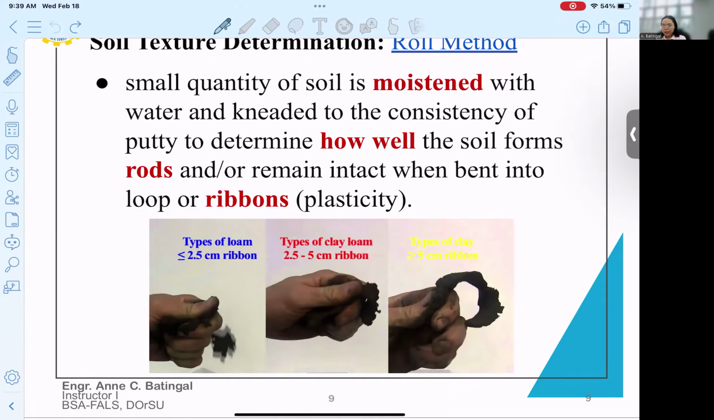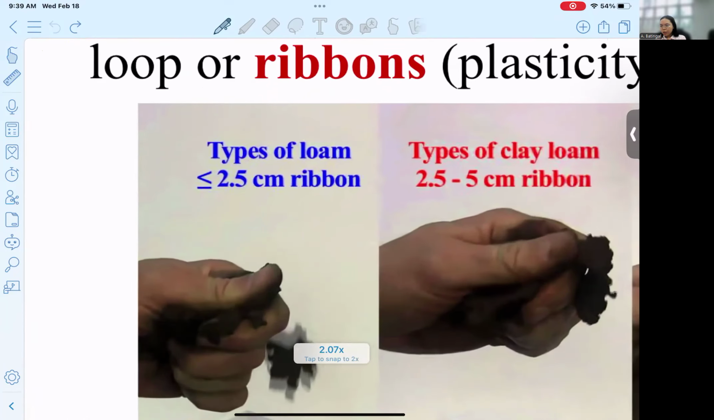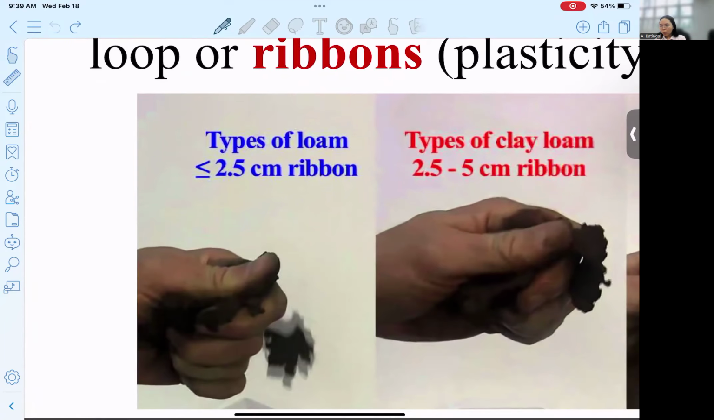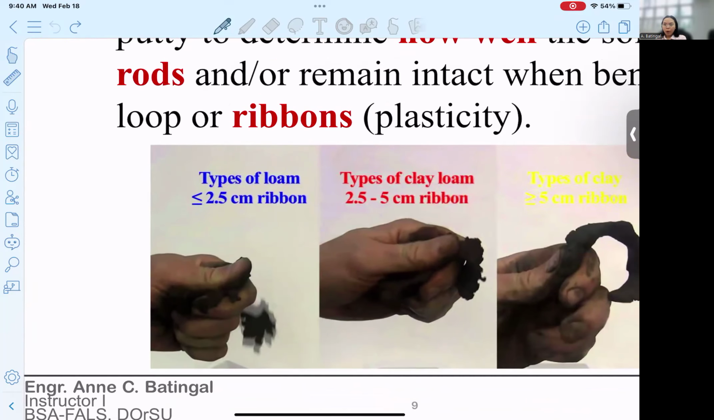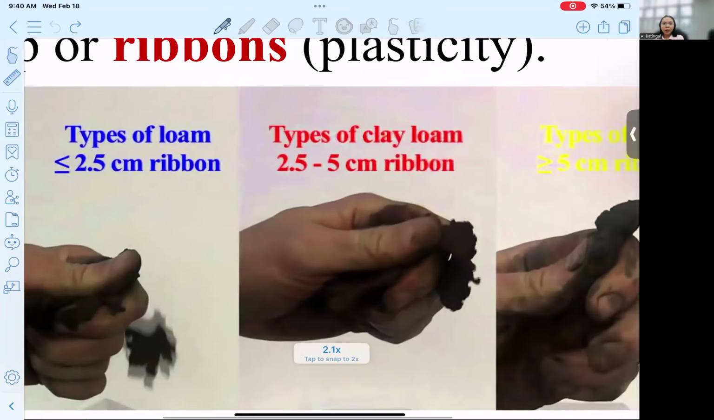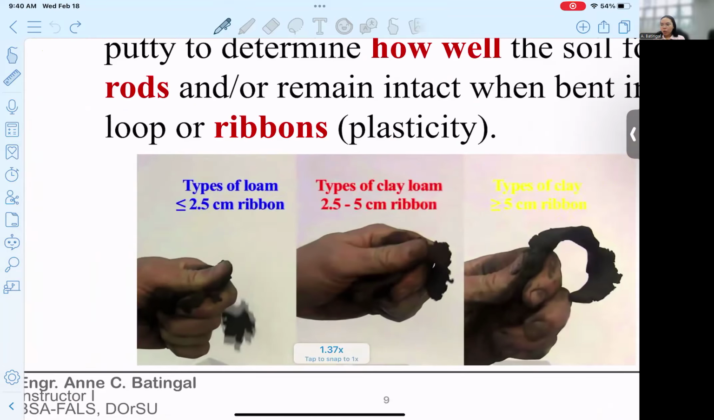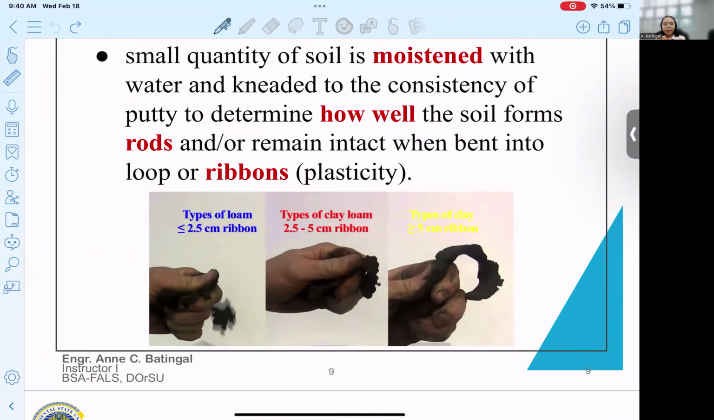So there is a picture here. When your soil is loam, it is somewhat crumbly, and the ribbon that forms is less than 2.5 centimeters only. If it can form a longer ribbon but cannot be rolled, more or less it is a clay loam soil. While if you can fully bend your soil sample, more or less you have a clay type of soil.